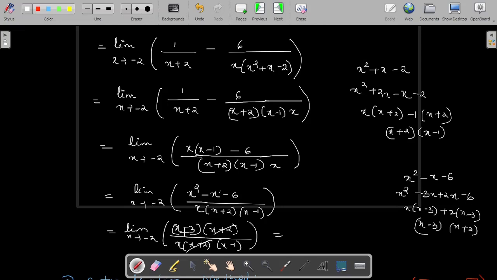So now apply the limit. x is minus 2. Minus 2 minus 3 is minus 5 divided by minus 2 into, this is minus 2 minus 1 minus 3. So minus minus cancels. 3 2s are 6. So it is minus 5 by 6. The final answer is minus 5 by 6.